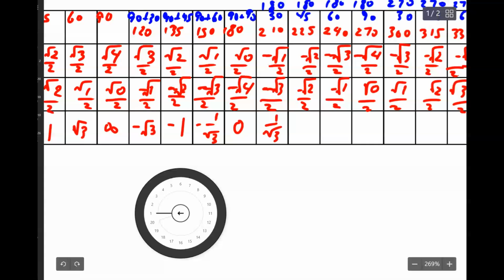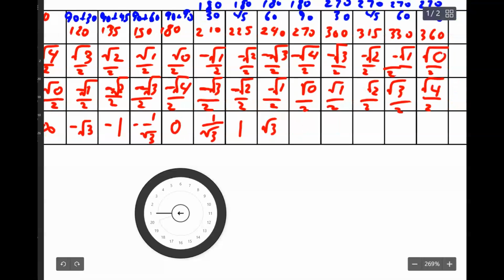This would be negative 1 over, it's a negative divided by negative, so it's positive. Negative square root of 2 divided by negative square root of 2 is positive 1. This would be positive square root of 3. This would be negative 2 divided by 0, which is infinity. Happens to be negative infinity.